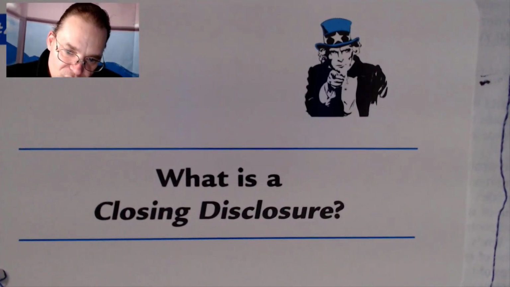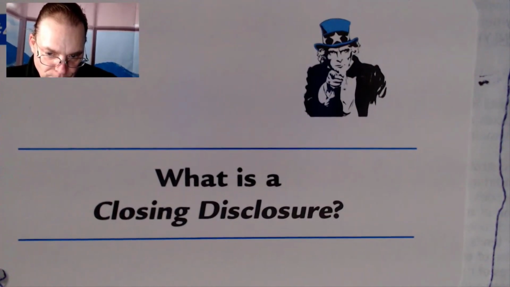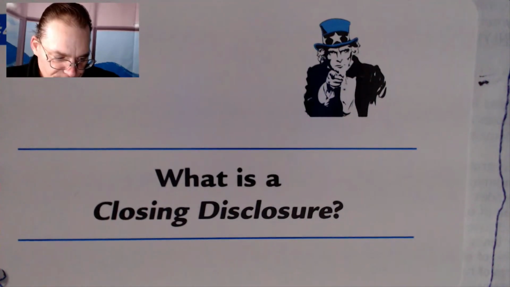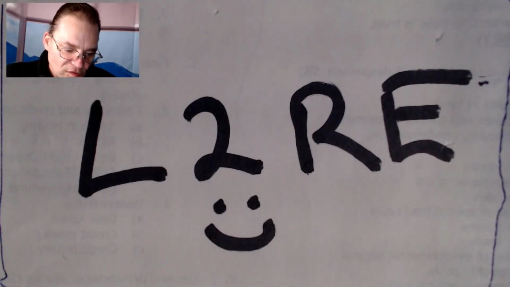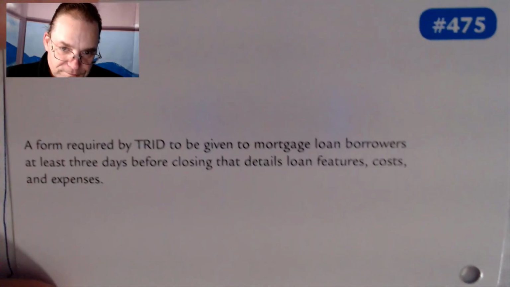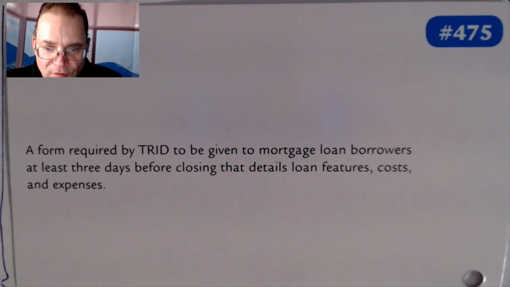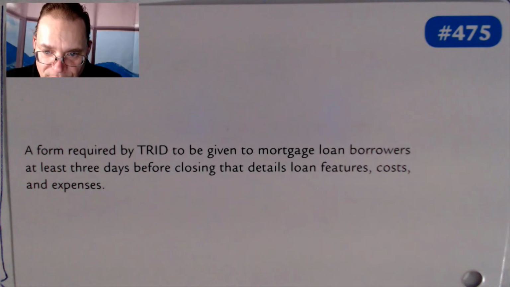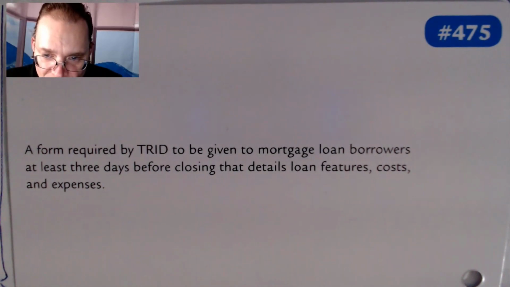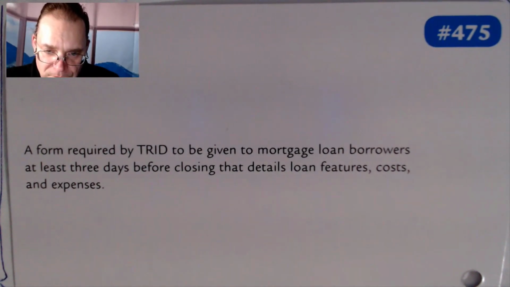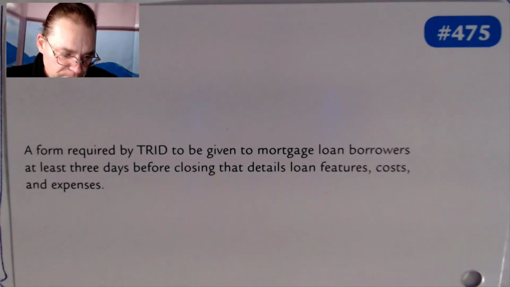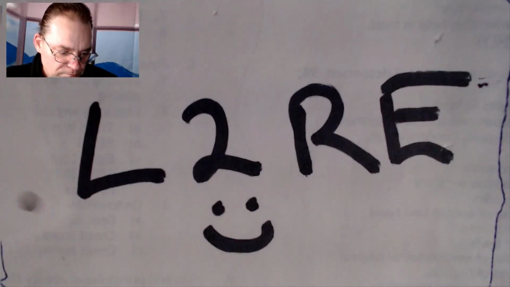What is a closing disclosure? It's a disclosure for closing. A form required by TRID to be given to mortgage loan borrowers at least 3 days before closing that details loan features, costs, and expenses. Okay. 3 days by law.